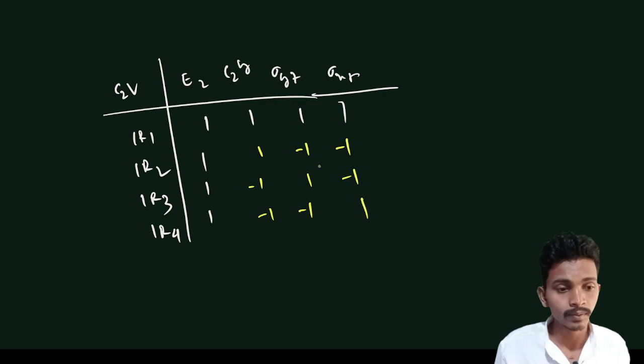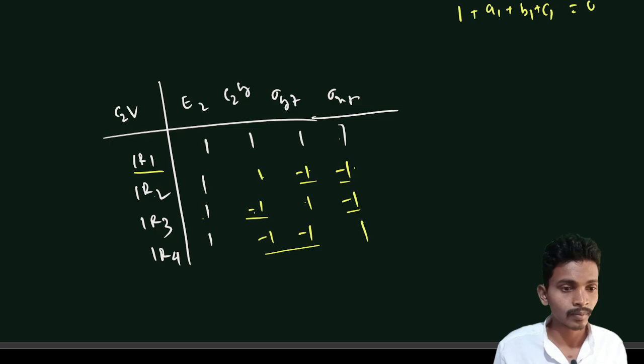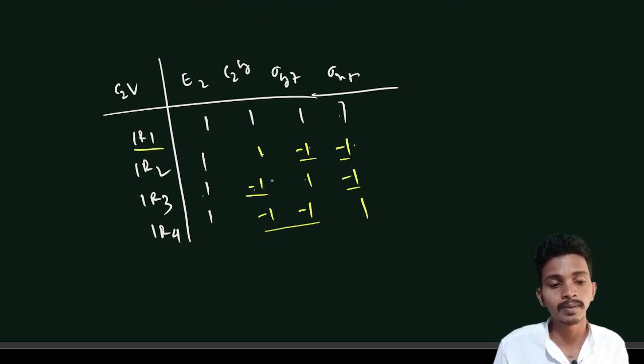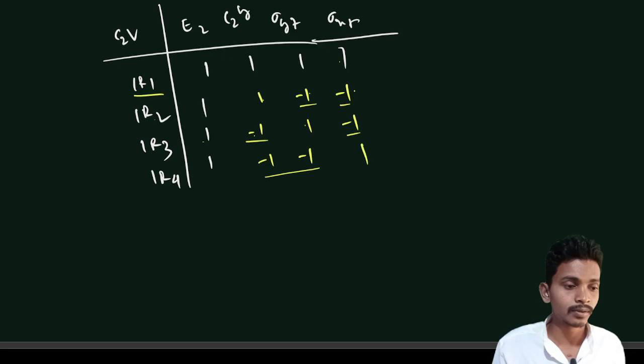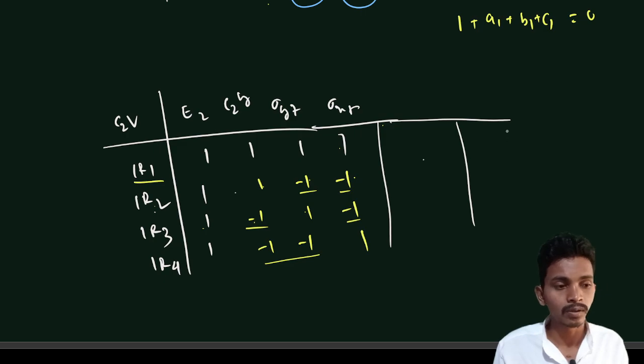Okay, so the rows are not repeated anywhere. Here all are 1, here 1 1 minus 1 minus 1, here 1 minus 1 1 minus 1, here 1 minus 1 minus 1 1. So this should not be repeated, and how these values are orthogonal we have to discuss. Also we have 4 columns here: column 1, column 2, column 3, and column 4.